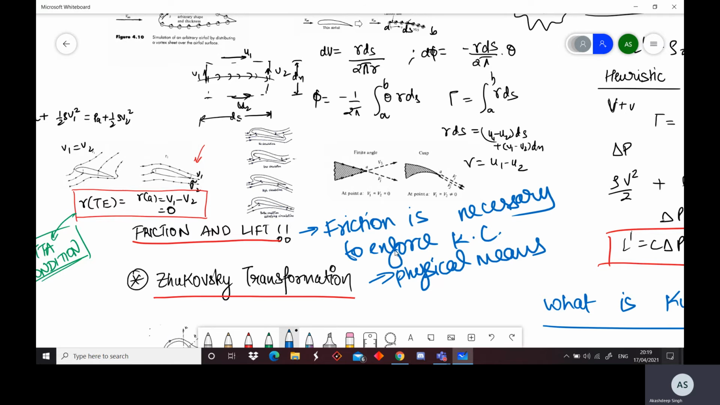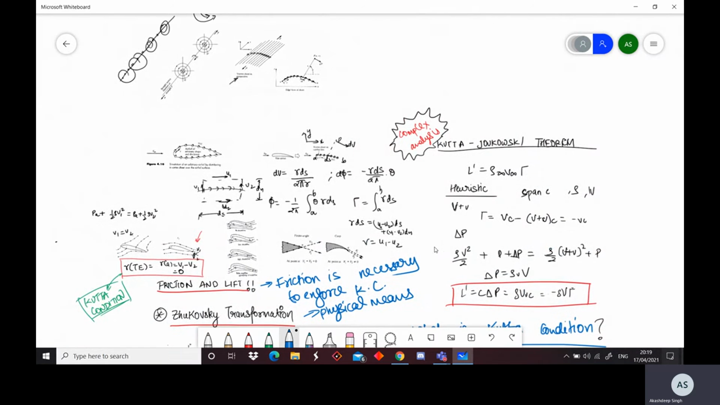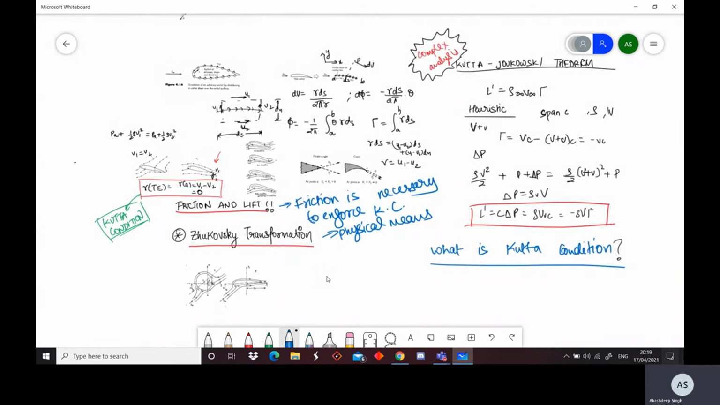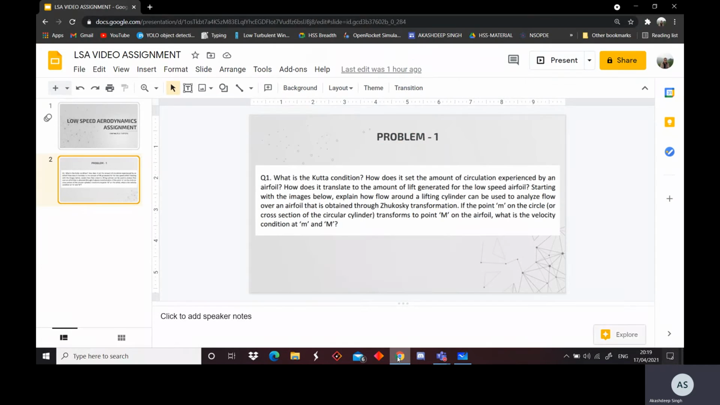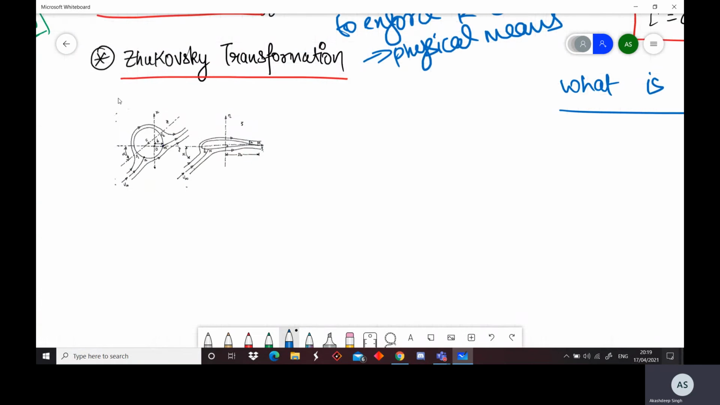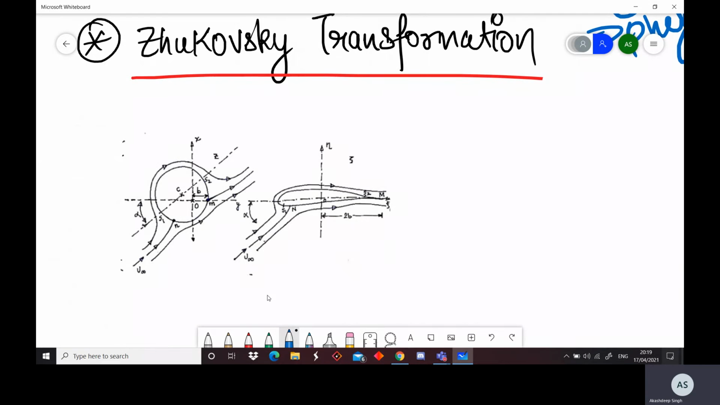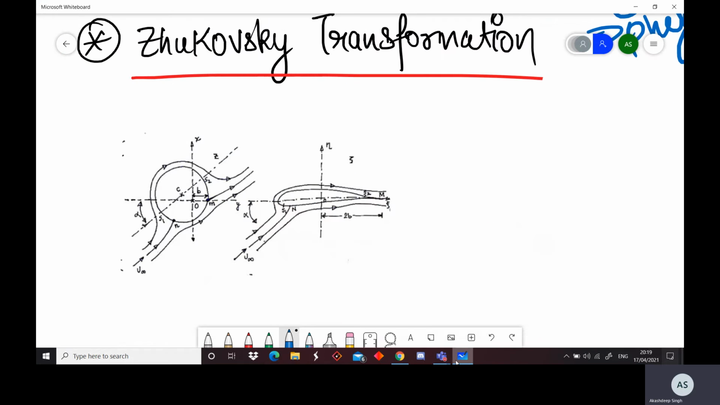So since we are done with the Kutta condition and we have discussed the points which can be considered quite important surrounding it, we will now move on to the next part of the question, Joukowski's transformation. This is the question statement again: how can we translate this lifting flow cylinder into an airfoil flow?